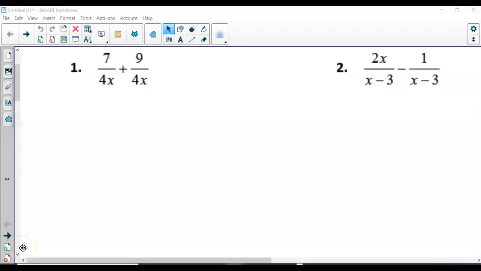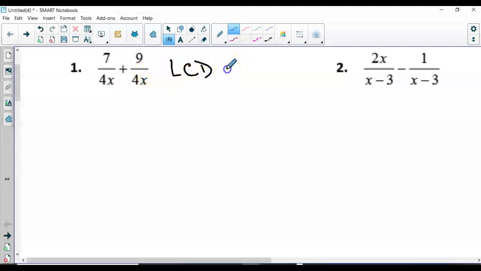We are going to solve what are called rational functions. Basically, they are algebraic functions with fractions. So, what we need to have is a common denominator, and we want the LCD. So the LCD for this problem is 4x.